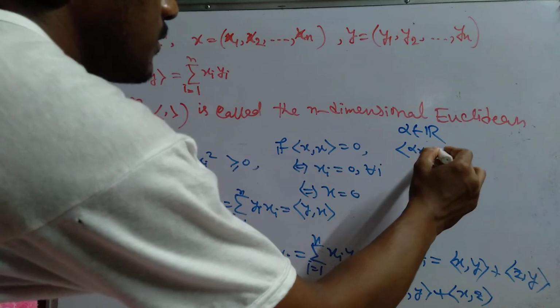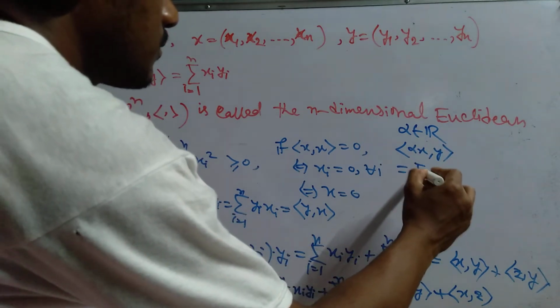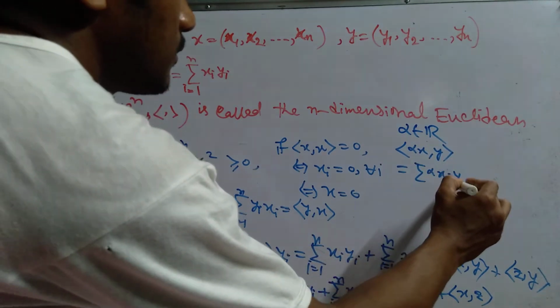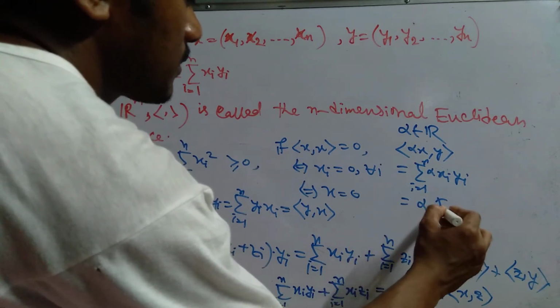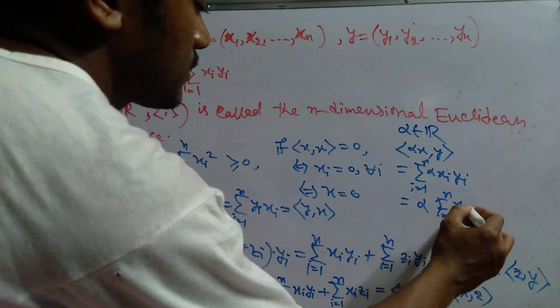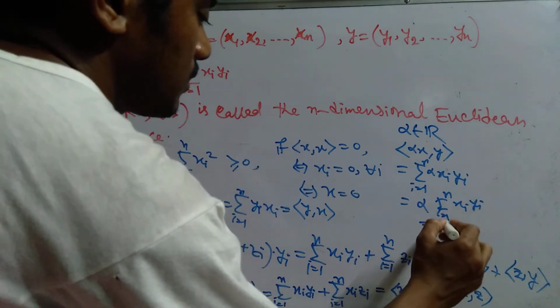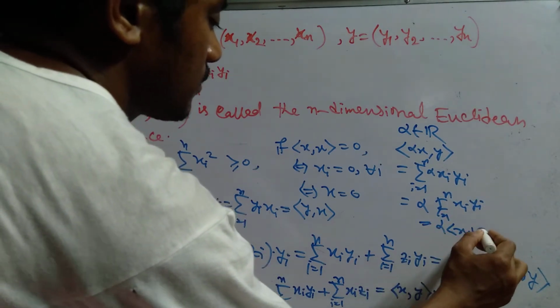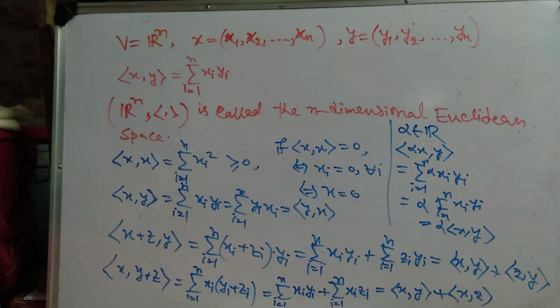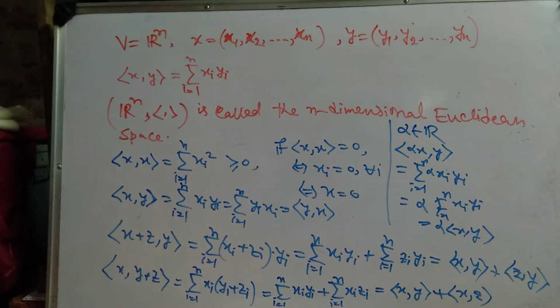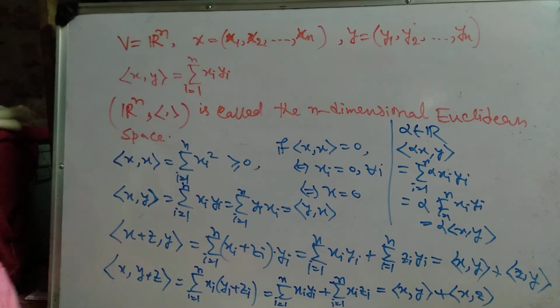The last portion: alpha belongs to R, or any real number. Then alpha x inner product y equals summation of alpha xi yi, equals alpha times summation i equal to 1 to n of xi yi, equals alpha times x inner product y. This is done. So this satisfies all conditions of inner product, so this one is an inner product.